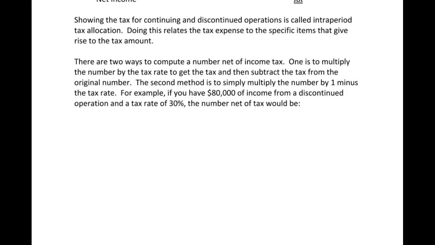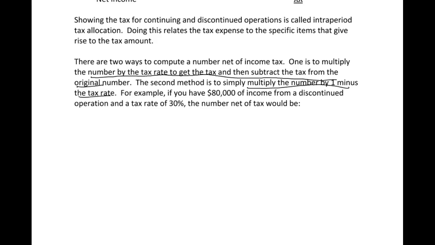All right, so there's two ways to compute a number net of income tax. The way I usually do it is the second way. There's one way to multiply the number by the tax rate to get what the tax would be, and then subtract the tax from the original number. All right, the other method is to multiply the number by 1 minus the tax rate.